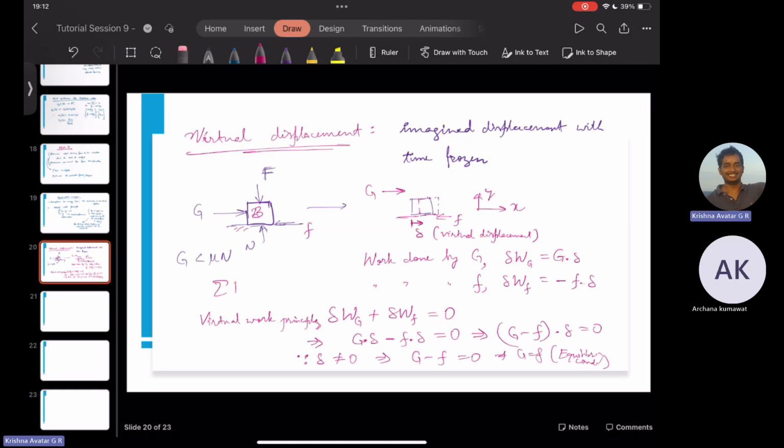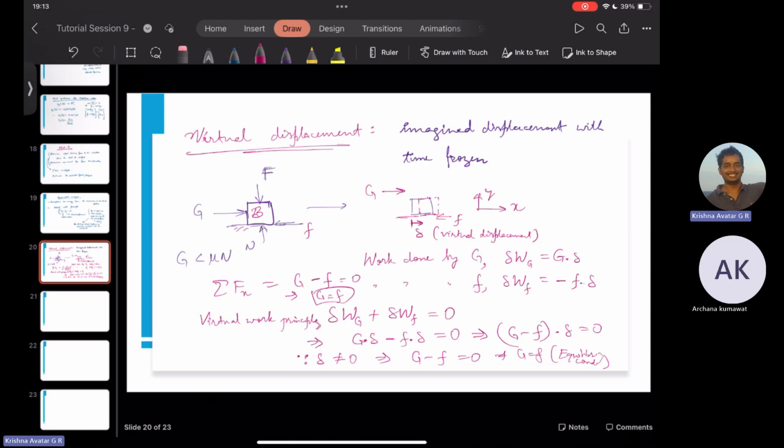This we can do very easily, right? The summation of force along the x direction is G, acting along the positive x direction, minus f, equal to 0. And this implies G is equal to f. See how clearly we are able to get the equation from the virtual work principle. So this is what we eventually do in the principle of virtual work.